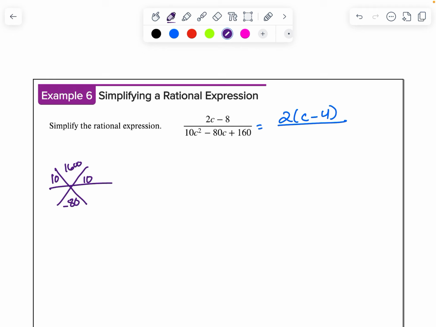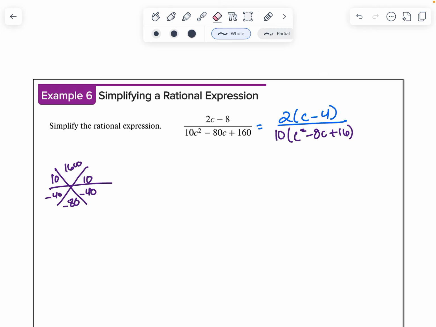Oh, this is a classic, I missed the easiest multiples. Negative 40 times negative 40 is positive 1600. And negative 40 plus negative 40 is negative 80. But I also made a mistake from the beginning. There's a GCF in all three of these. That's going to make our work a lot easier. So let's do that first. Let's first say we could take a 10 out of everything and have left C squared minus 8C plus 16.